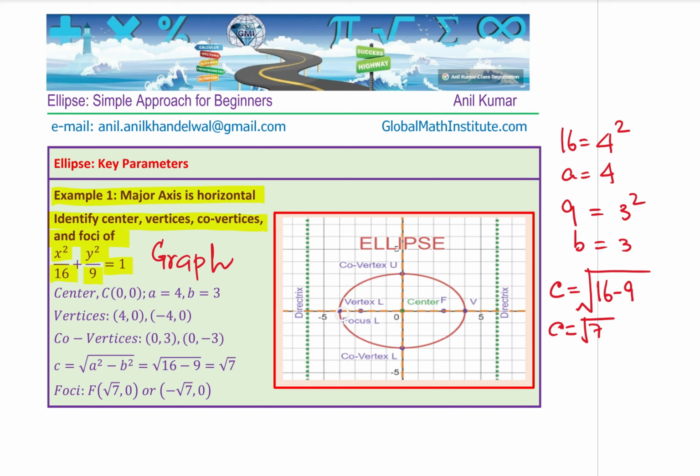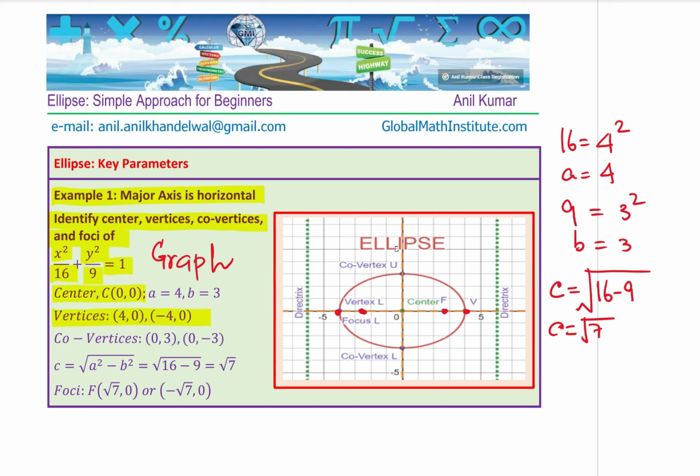Well, clearly, the vertices are a units apart, right? Vertices are always along the major axis. So the important thing to note here is that the points, the vertices, the focal points, two of them, two vertices, will lie along the x-axis, correct? So the vertices are a distance away, 4 units away, correct? Therefore, the vertices which we get are at plus and minus 4 as shown here.